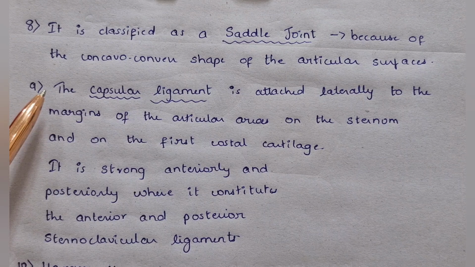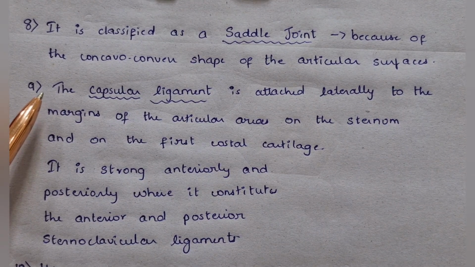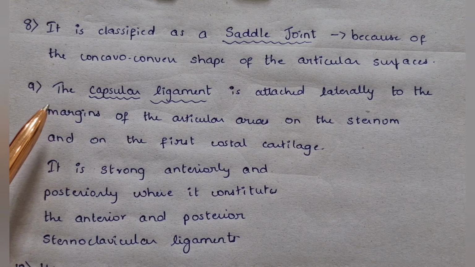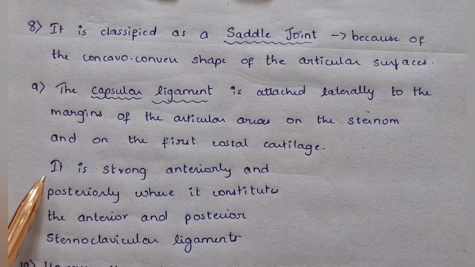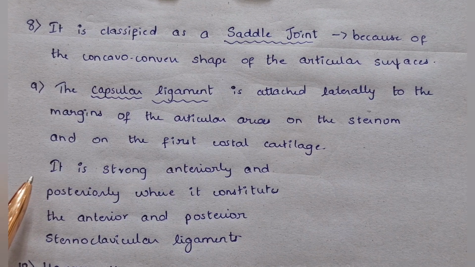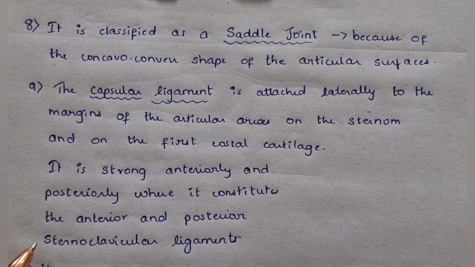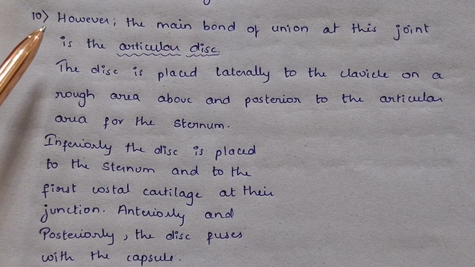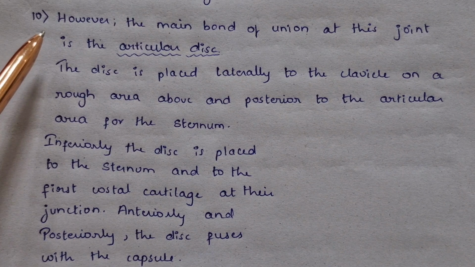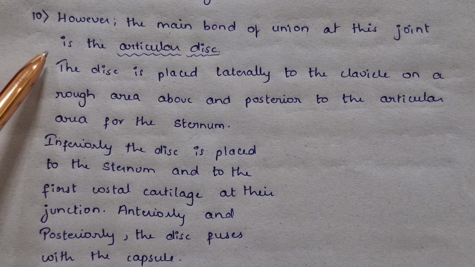The capsular ligament is attached laterally to the margins of the articular areas on the sternum and on the first costal cartilage. It is strong anteriorly and posteriorly, where it constitutes the anterior and the posterior sternoclavicular ligaments. However, the main bond of union at the sternoclavicular joint is the articular disc.